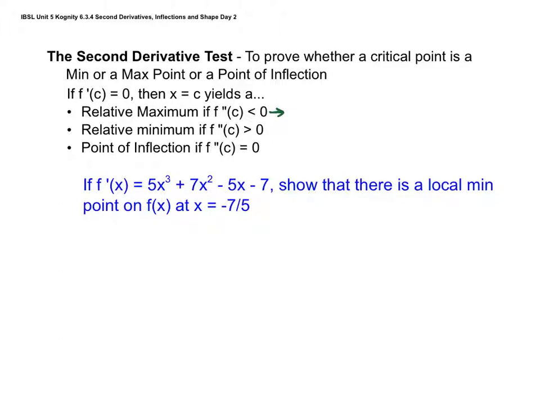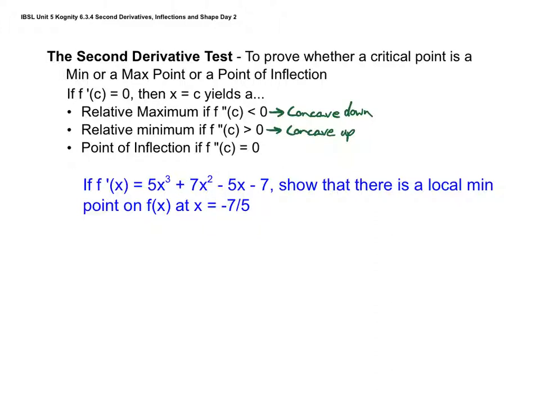If it's less than 0, the original function is concave down, okay? So, in other words, if we can show that the function is concave down at a critical point, we know it's a max point. If we can show that it is concave up at a critical point, we just proved that it is a minimum point. Okay? This is like the lazy way.